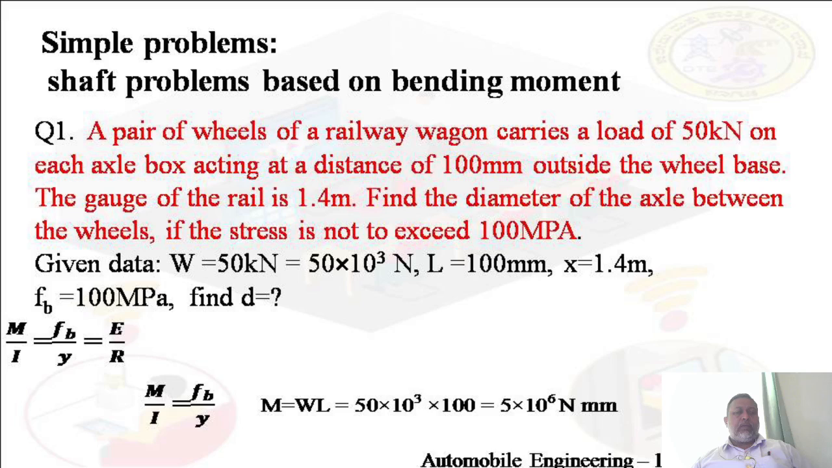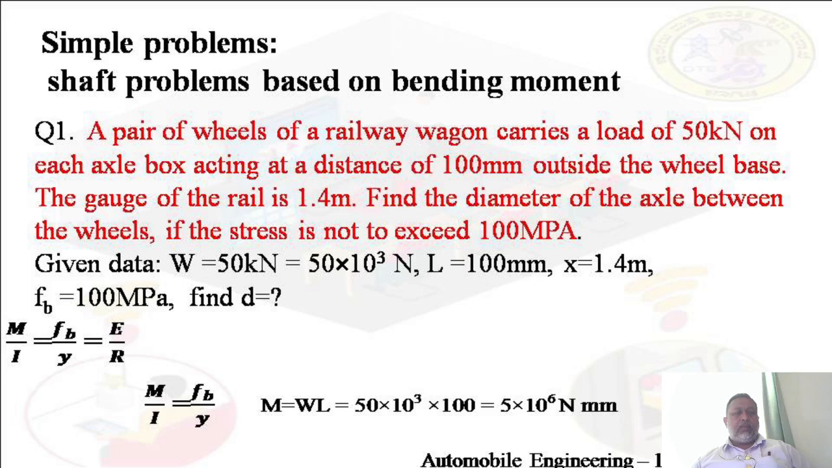What is the diameter of the axle between the wheels if the stress, that is, bending stress, is not to exceed 100 megapascal? While designing the diameter of the shaft on the basis of bending, we have to use the bending equation, and the bending equation is given as M by I is equal to FB by Y is equal to E by R.